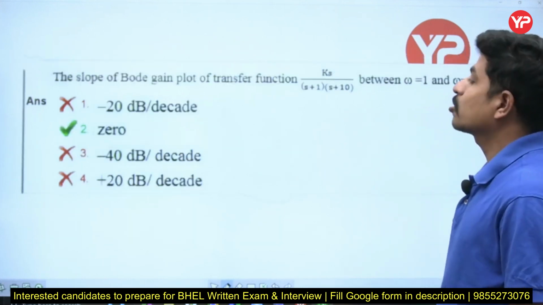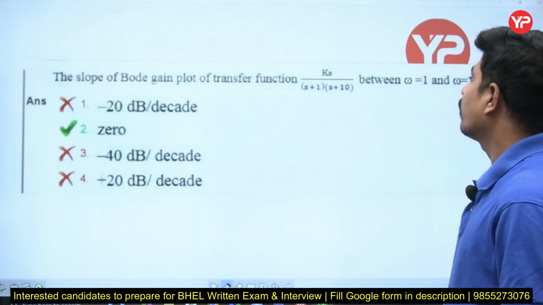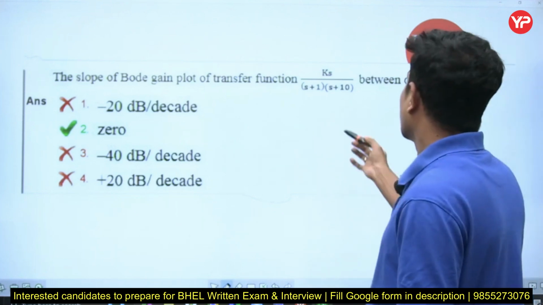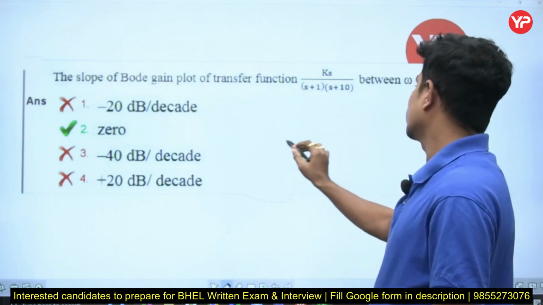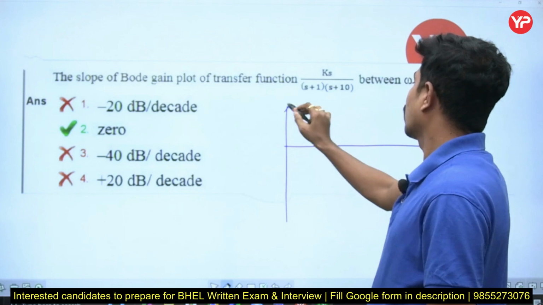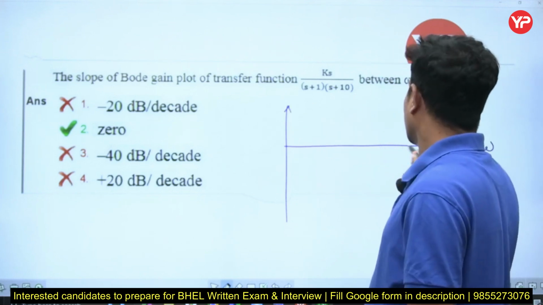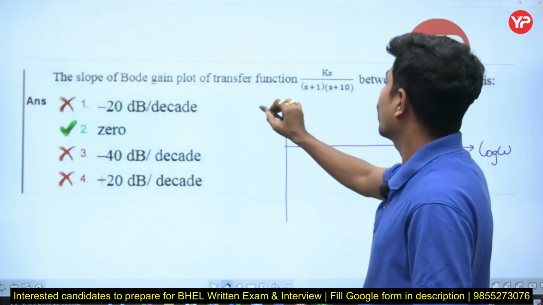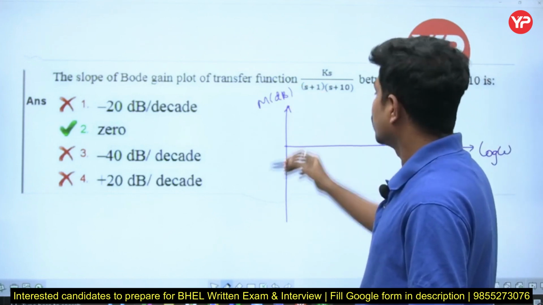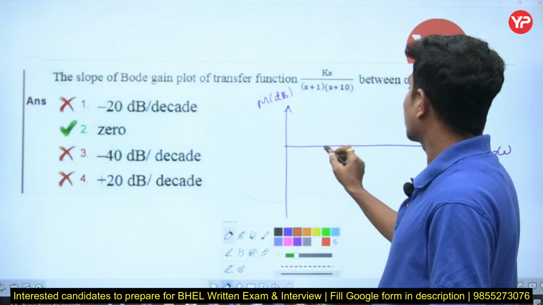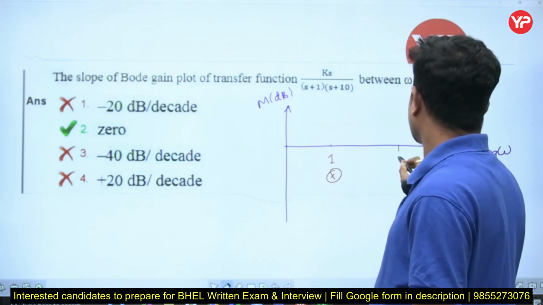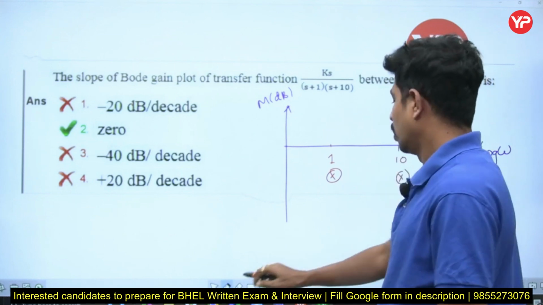Next question please. The slope of the Bode gain plot of a transfer function Ks by s plus 1 into s plus 10 between omega equal to 1 and 10. See, 1 and 10 are the corner frequencies. This is omega, in fact we take it as log omega because this is a log axis. This is magnitude in dB. The corner frequencies here are 1, where there is a pole, and 10, another corner frequency where there is a pole, right?